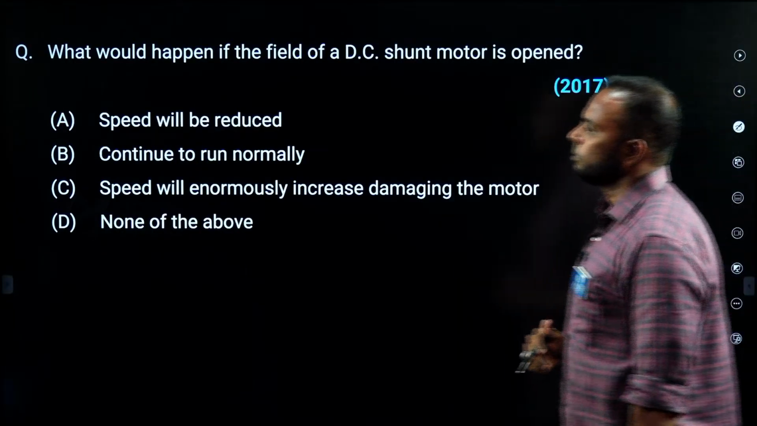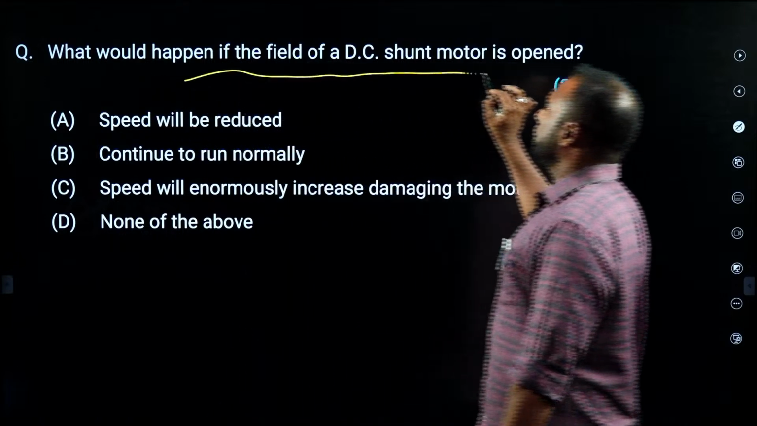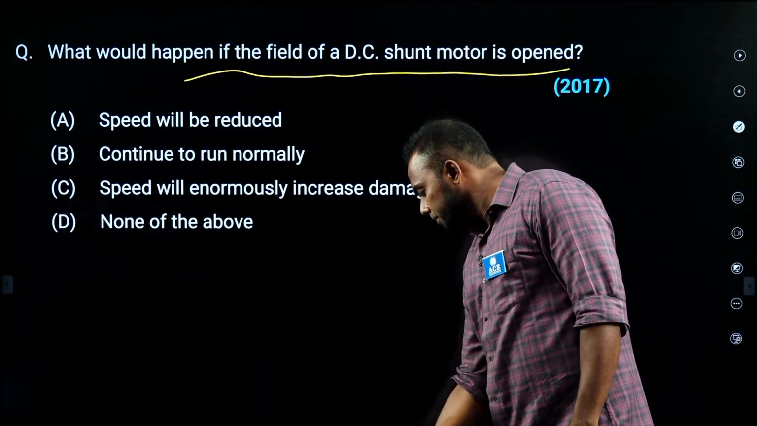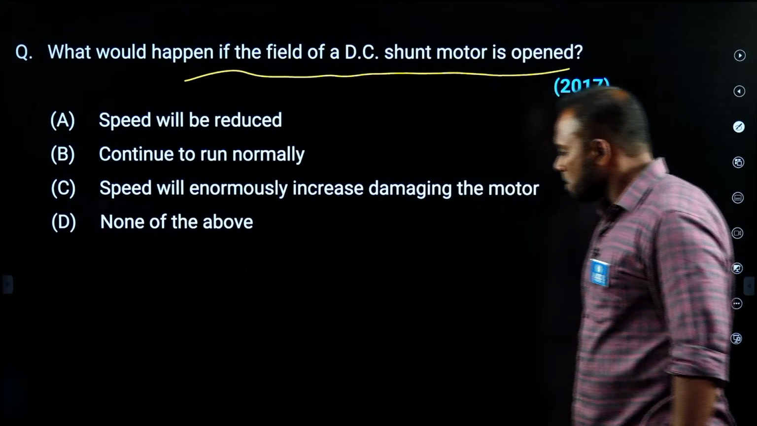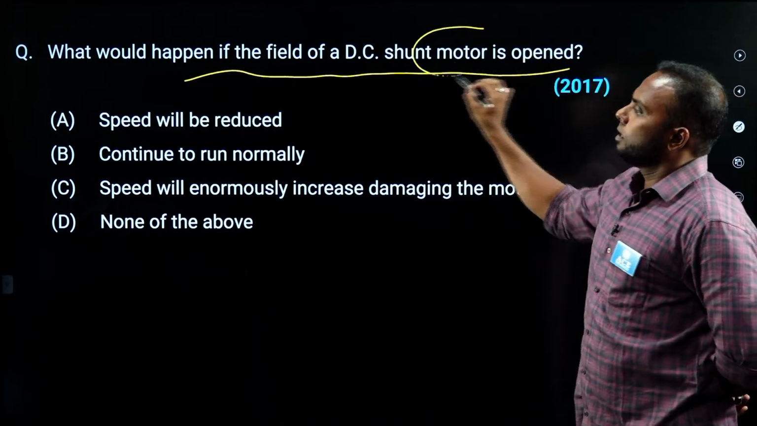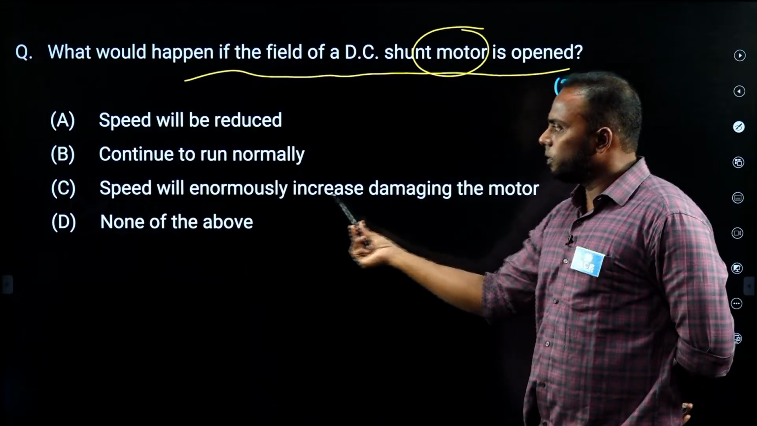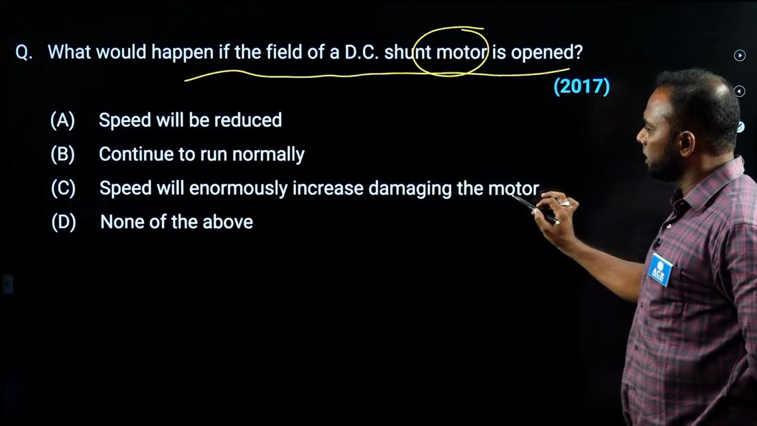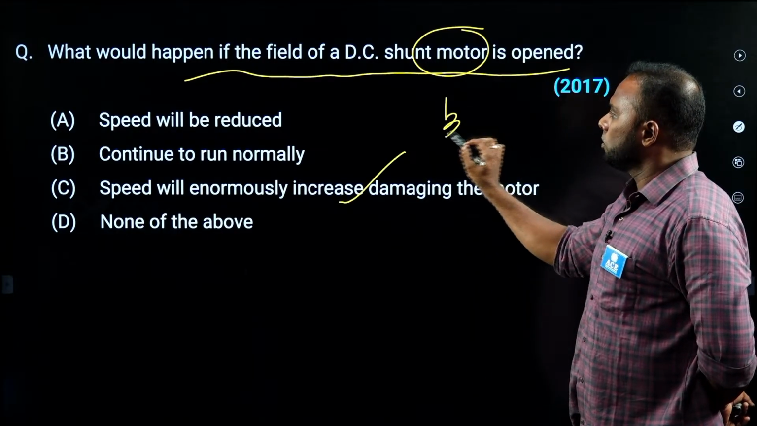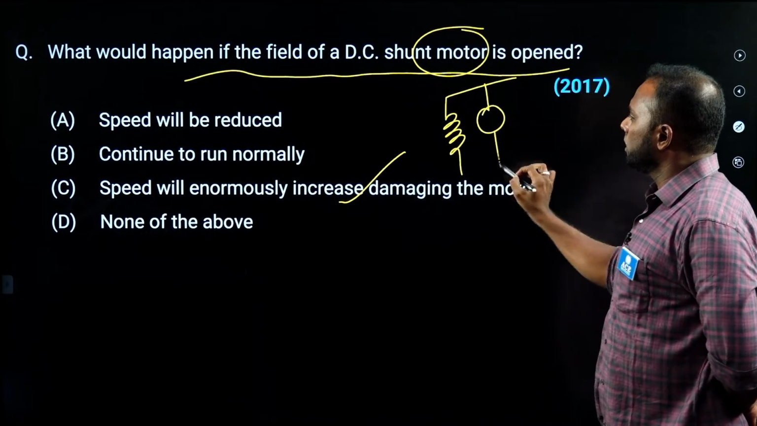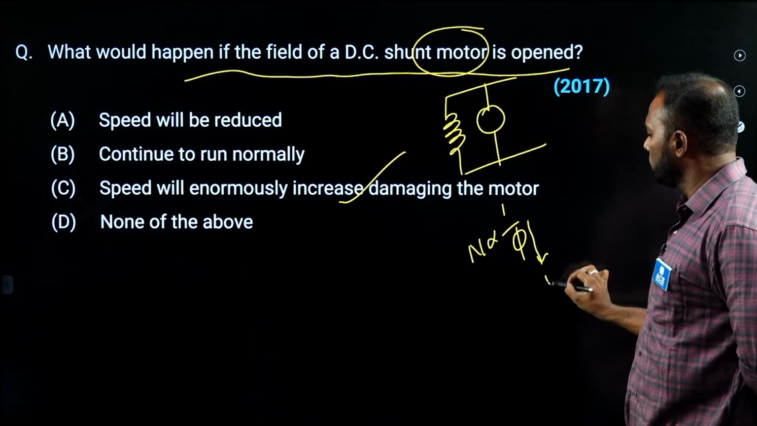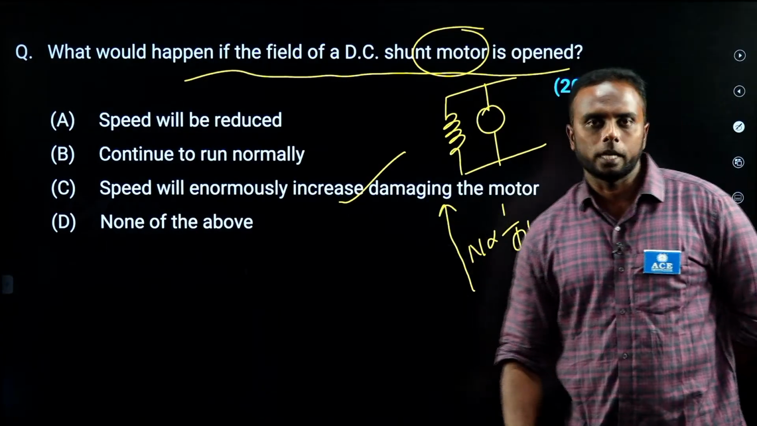Next. What would happen if the field of a DC shunt motor is open? Whenever the field winding is open suddenly, what happens to the shunt motor? Speed will reduce, continue at normal speed, speed will enormously increase damaging the motor, none of the above. We know that whenever the field is open in a shunt motor, the field current is 0. Speed is inversely proportional to flux. As flux almost goes towards 0, the speed will be dangerously high.